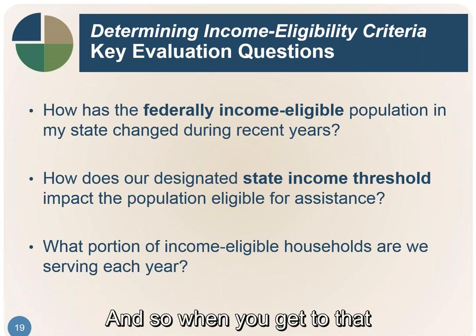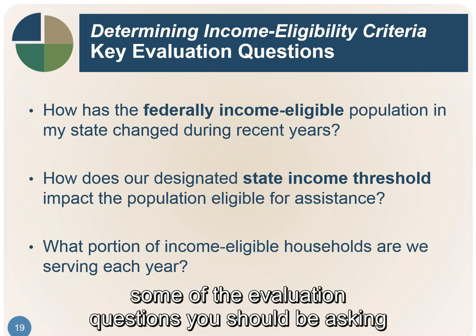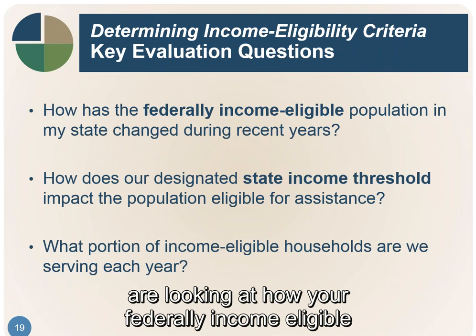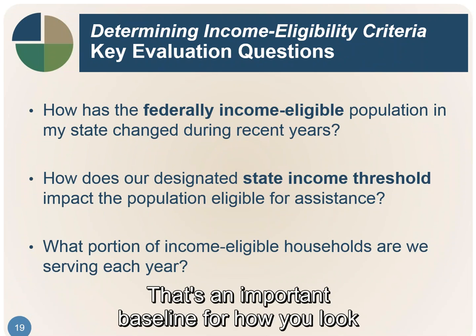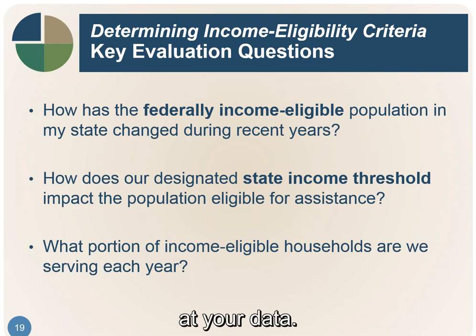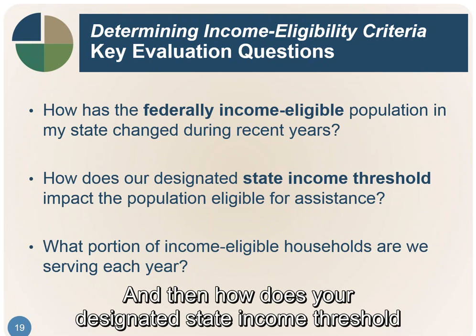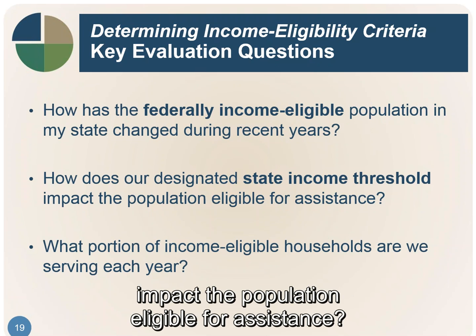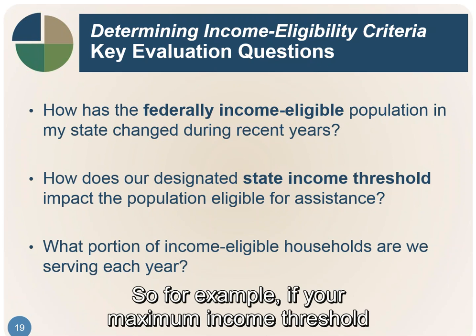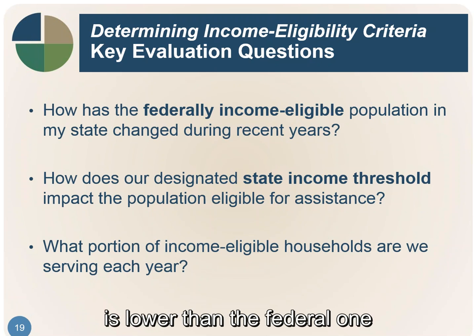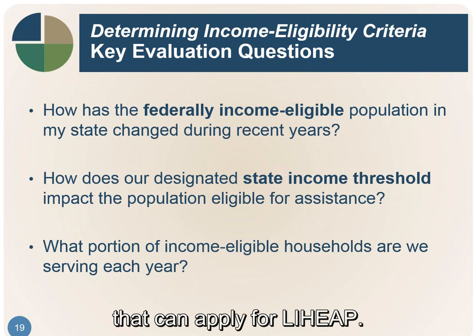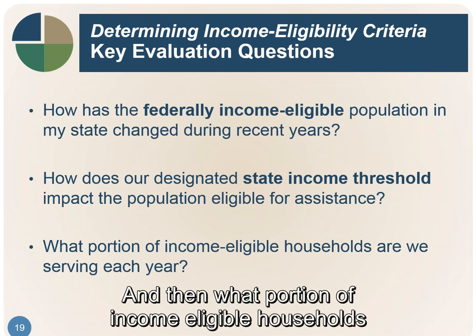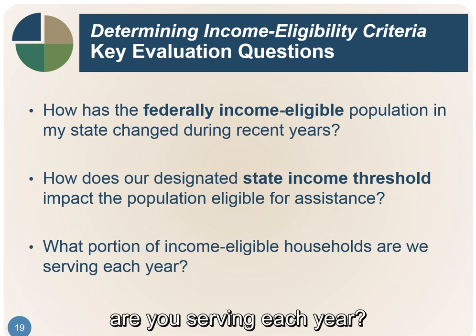When you get to that, some of the evaluation questions you should be asking are looking at how your federally income eligible population has changed over recent years. That's an important baseline for how you look at your data. And then, how does your designated state income threshold impact the population eligible for assistance? For example, if your maximum income threshold is lower than the federal one, you're essentially limiting the number of people that can apply for LIHEAP. And then, what portion of income eligible households are you serving each year? So we're going to walk through this a little bit.